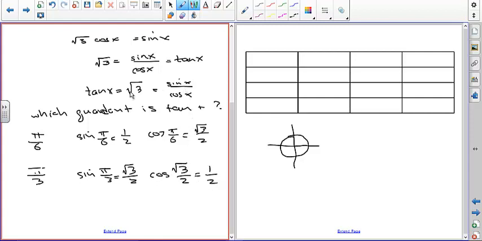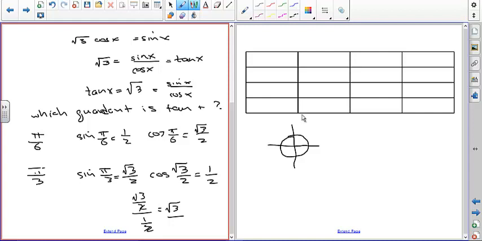So to get the square root of 3, I either have to divide this by that or that by that. Well, actually, in both cases I divide this by that. And you can see if I divide the square root of 3 over 2 by 1/2, the 2's cancel out, and I get the square root of 3. So that's another way of figuring it out without memorizing it.